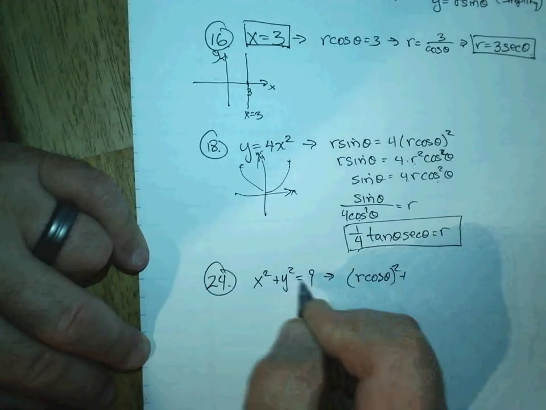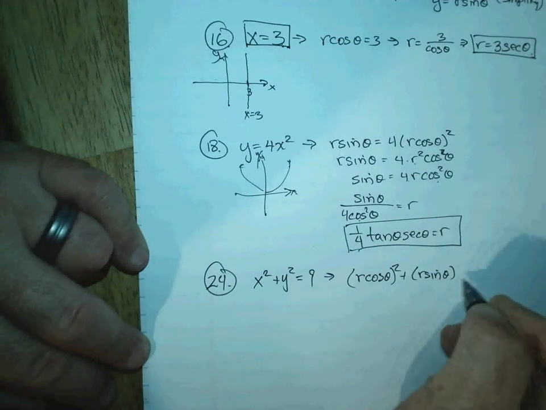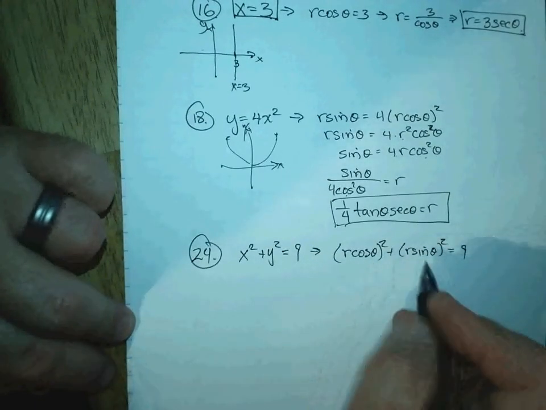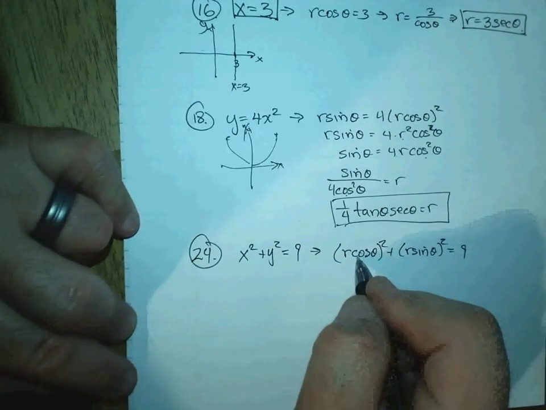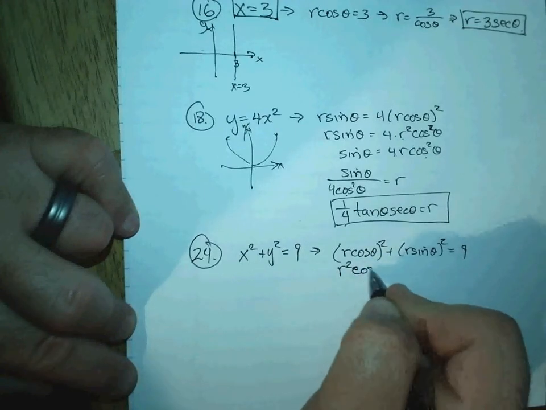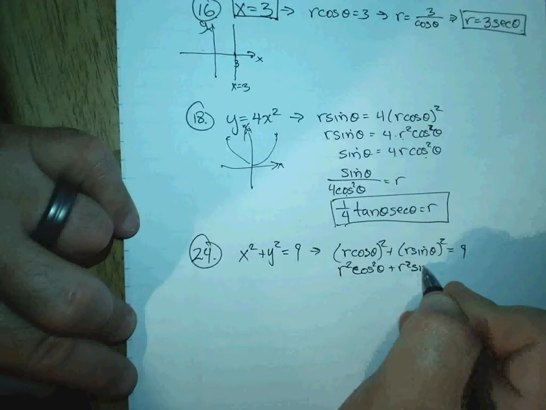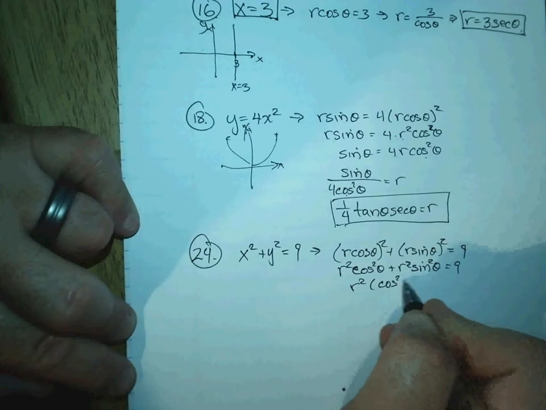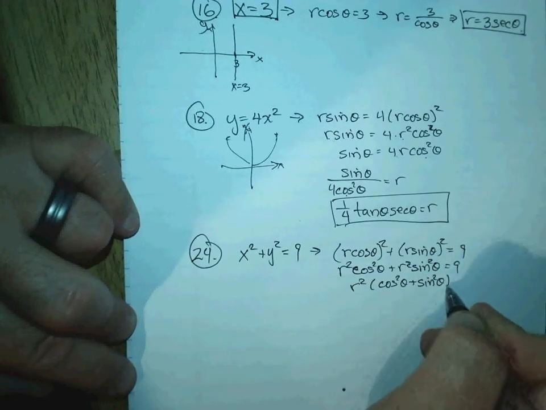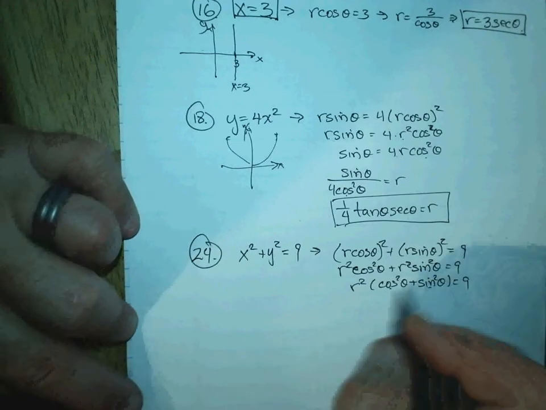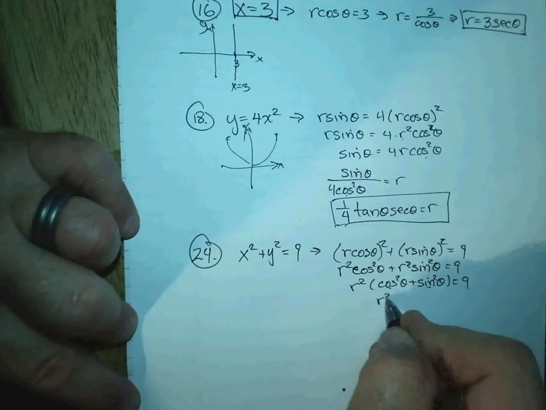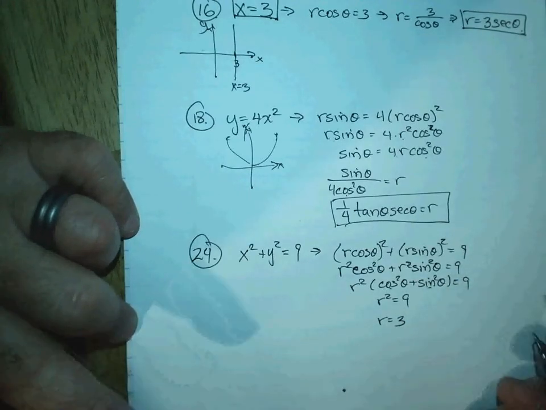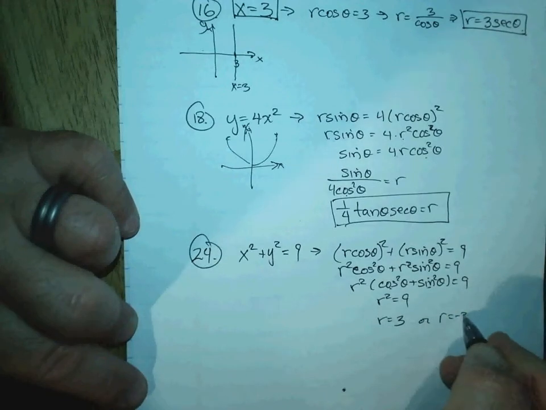When I convert this, again, I'm supposed to replace the x with r cos theta, and replace the y with r sine theta. And there's the version of this equation in polar coordinates, and it may not look simpler yet, but let's see what kind of simplification we can do. When I square this out, r squared cos squared theta plus r squared sine squared theta is 9. I can factor out the r squared, and cos squared theta plus sine squared theta is the Pythagorean identity. That's equal to 1. So you simply get r squared is 9, and if you take the square root, you get r is 3, or r is negative 3.